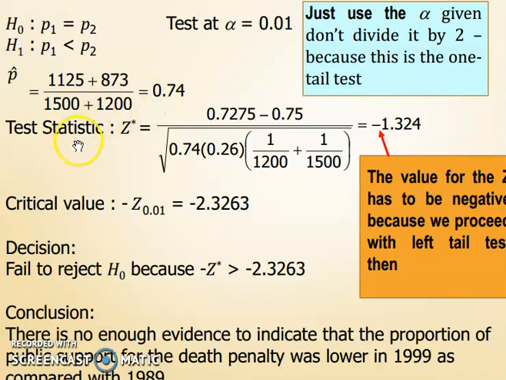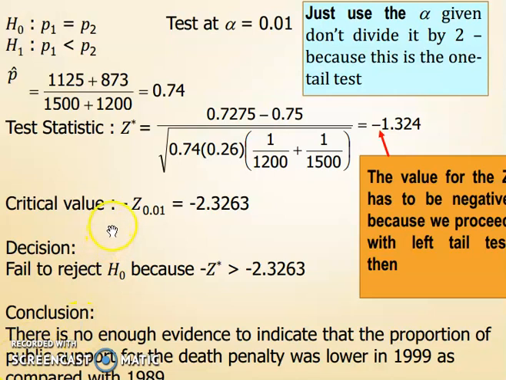And then you need to calculate the test statistic. For the test statistic, we need to use the formula. This is going to be P1 hat minus P2 hat over the square root of P hat, which is what we did before, 0.74, times 1 minus P hat. So 1 minus 0.74 is 0.26, multiplied with 1 over n1 plus 1 over n2. And we get here minus 1.324.